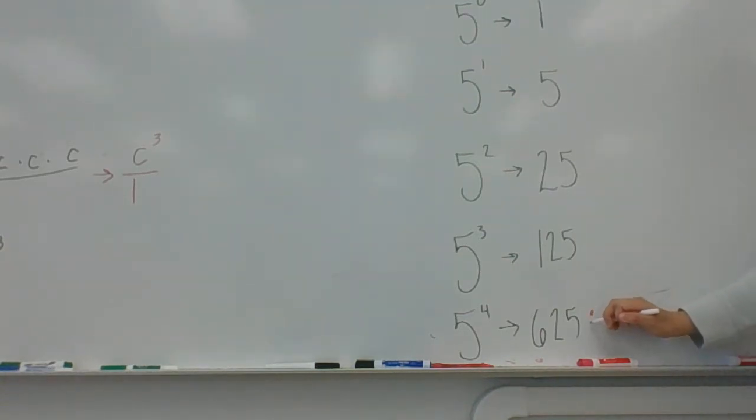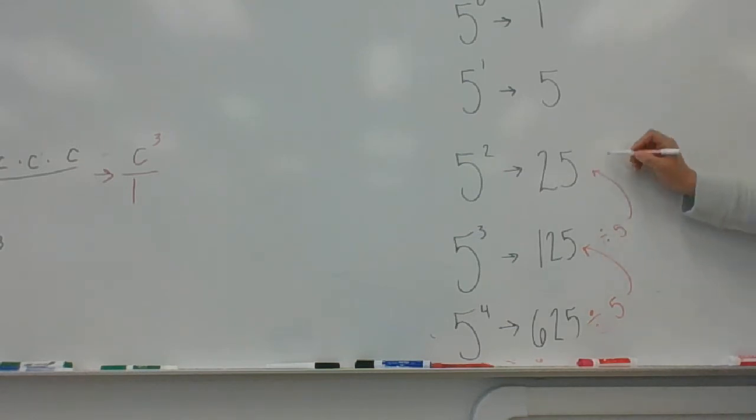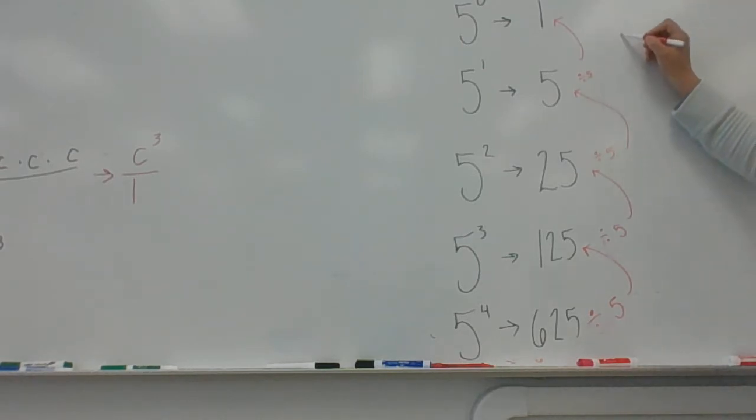So 625 divided by 5 would give us this number. 125 divided by 5 would give us this number. What's 25 divided by 5? It's this number. You guys, what's 5 divided by 5? 1. And that's where 5 to the 0 power equals 1. Okay?